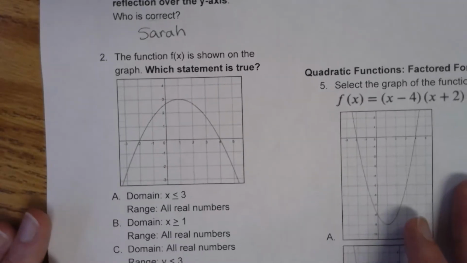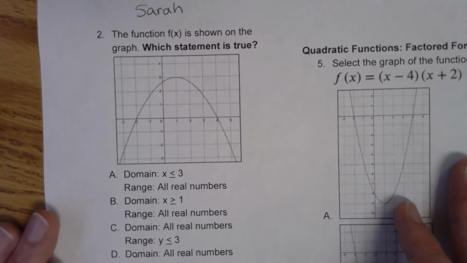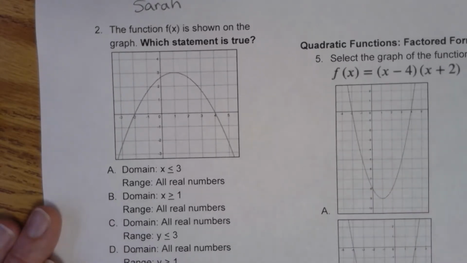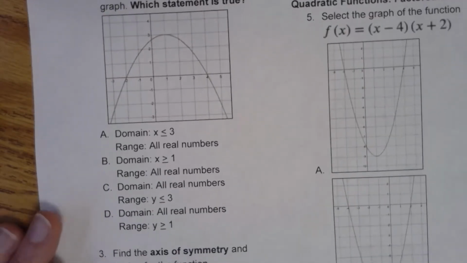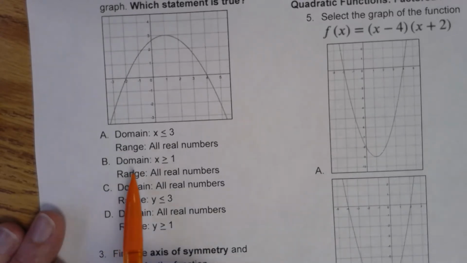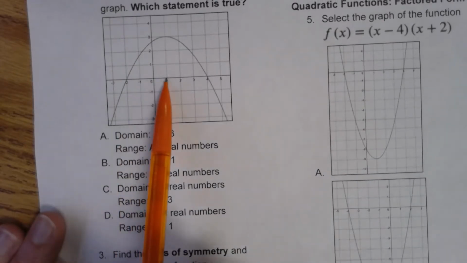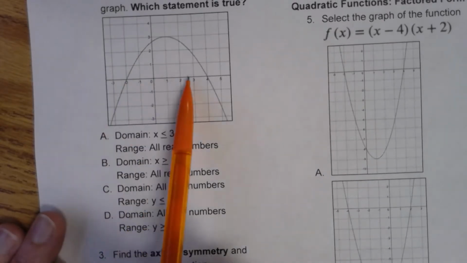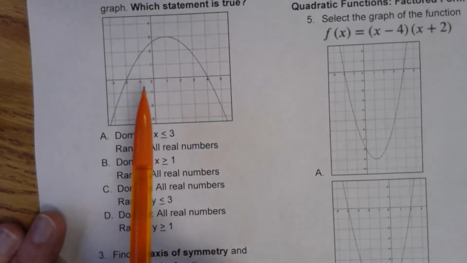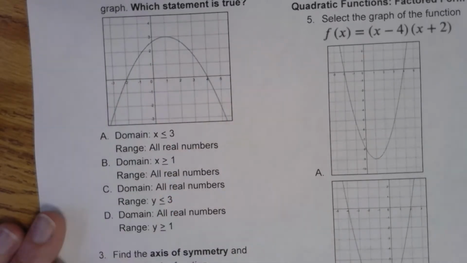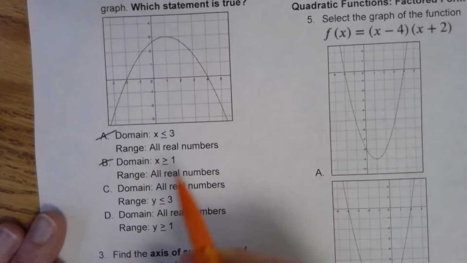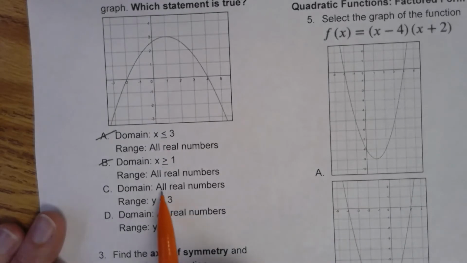Let's look at question number 2. It says the function is shown on the graph. Which statement is true? So we see a quadratic that is graphed. Let's look at our choices here. Well, domain is always going to be all real numbers for a quadratic. We have this quadratic that opens in both directions here. It's opening down, but it's going to touch every x value. So we will not pick A or B, because the domain would not be less than or greater than a particular number. It's going to always be all real numbers for a quadratic.